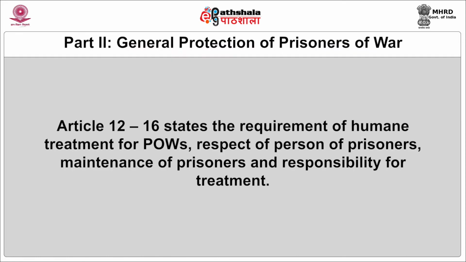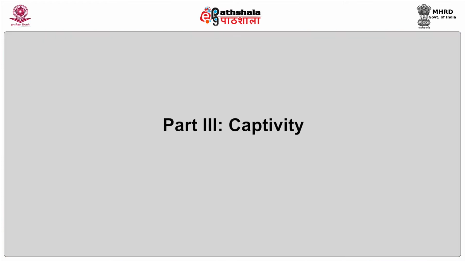Articles 12 to 16 state the requirement of humane treatment for POWs, respect of persons of prisoners, maintenance of prisoners, and responsibility for treatment. POWs must not be subjected to torture or medical experimentation and have to be protected against violence, insults and public curiosity. Part 3 talks about captivity.